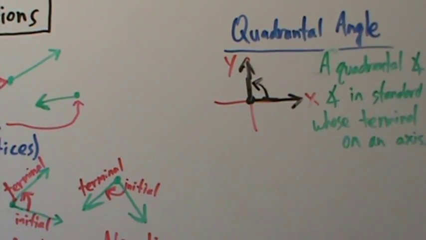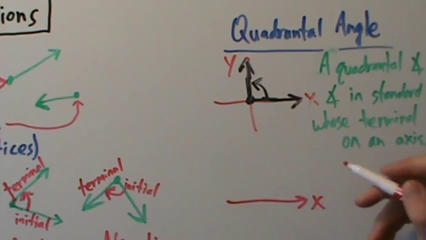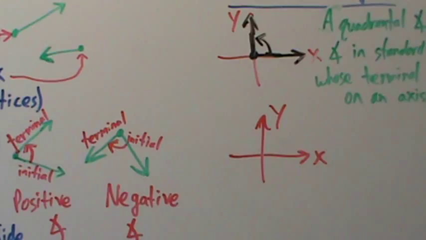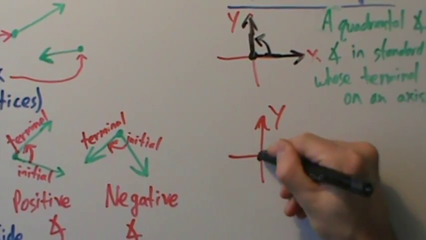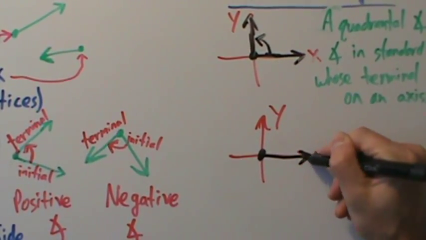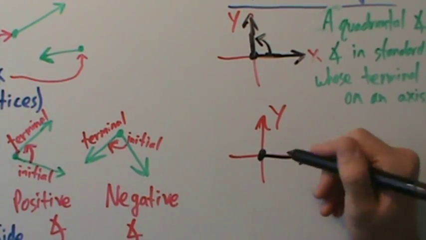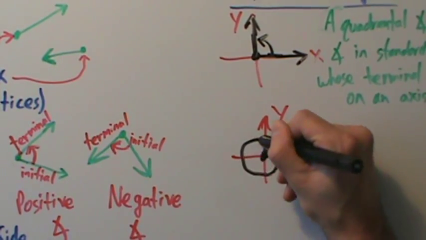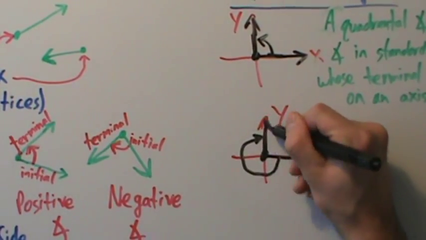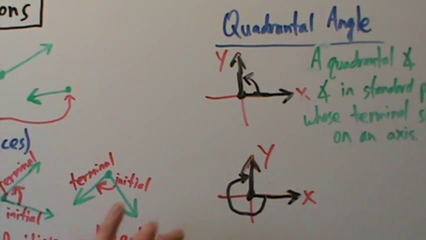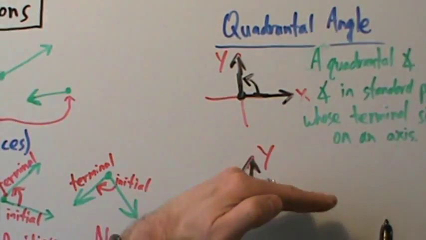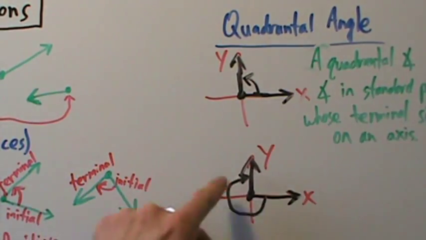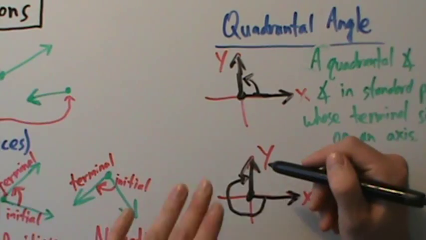So anyway, let's draw a few more examples. x-axis, y-axis. If we want to draw another quadrantal angle in standard position, we've got to have the initial side on the positive x-axis and the vertex at the origin. Now, quadrantal angles can be positive or negative. Here is another example. I want to point out this is actually a different angle from the one we drew. The initial side and the terminal side are the same for both of these angles, right? But this one's a positive angle and this one's a negative angle, so they are actually different angles.